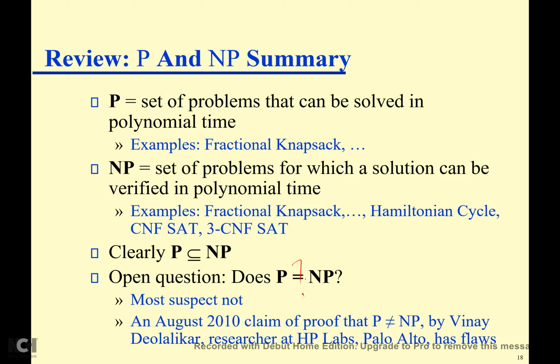An August 2010 claim of a proof that P is not equal to NP by Vinay Deolalikar, a researcher at HP Labs Palo Alto, has flaws. Some people claim P is not equal to NP, but now people don't argue with that. For this video, we don't want to argue whether P equals NP or not, but we really would like you to get familiar with one group of beautiful problems.